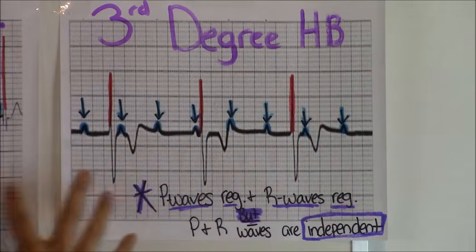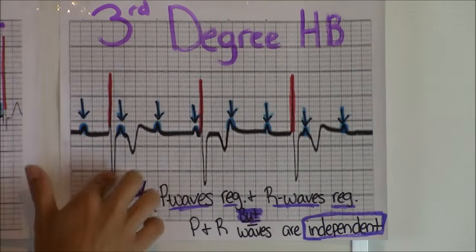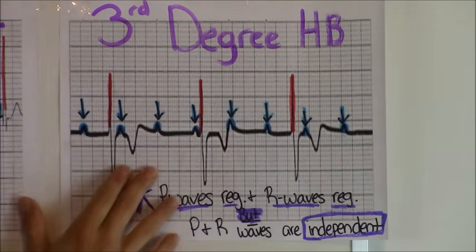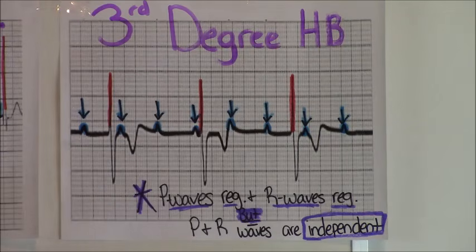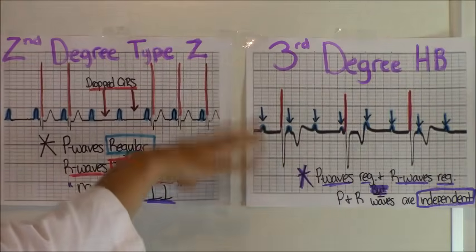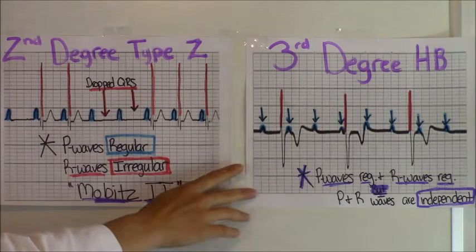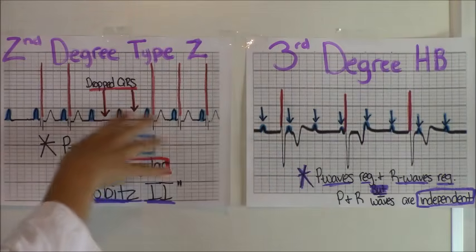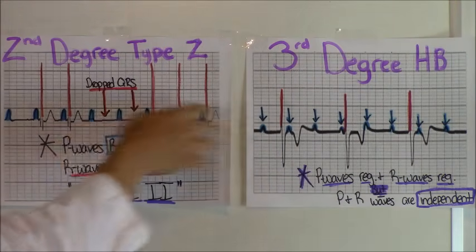So let me show you on the camera type 2, second degree, and third degree heart block together, so you can just see the difference. Okay, here they are side by side each other. And like I said, I had trouble differentiating between these two, because they are a little tricky, especially when you're dropping the QRS complexes with the P waves.